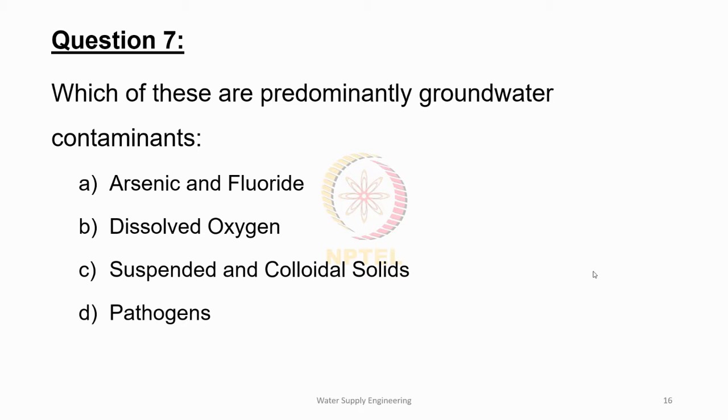Question number 7. Which of these are predominantly groundwater contaminants? Option A, arsenic and fluoride. Option B, dissolved oxygen. Option C, suspended and colloidal solids. Option D, pathogens. Which of these are predominantly groundwater contaminants?